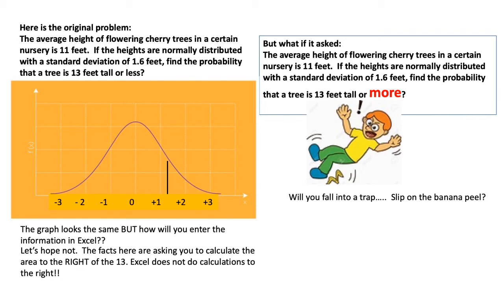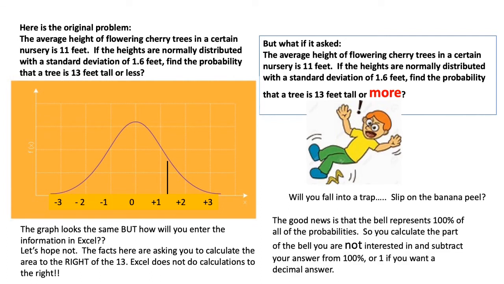Because let's hope so. The facts here are asking you to calculate the area to the right of the 13. And recognize now that Excel doesn't do calculations to the right. That's kind of the bad news. The good news is that the bell represents 100% of all of the probabilities. So all you need to do is to calculate the part of the bell that you're not interested in, and then subtract your answer from 100%. If you do that, you'll get a percentage answer.